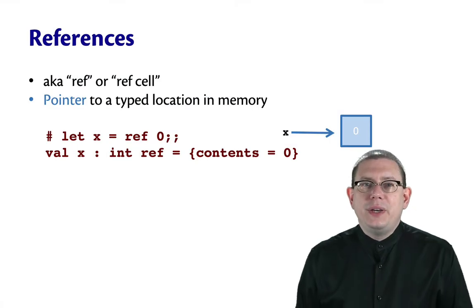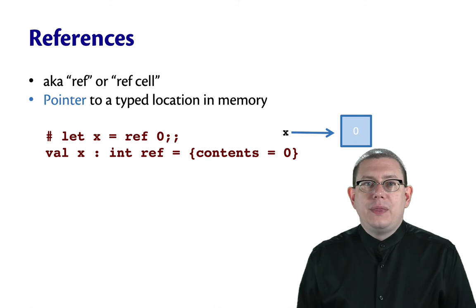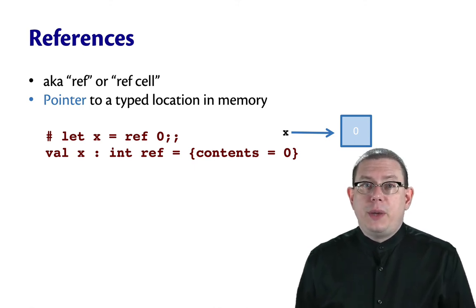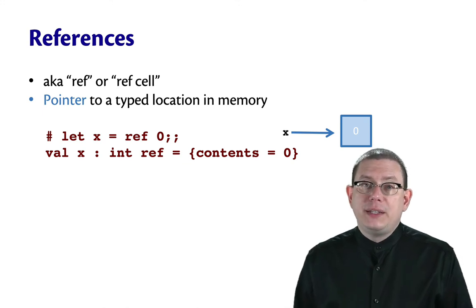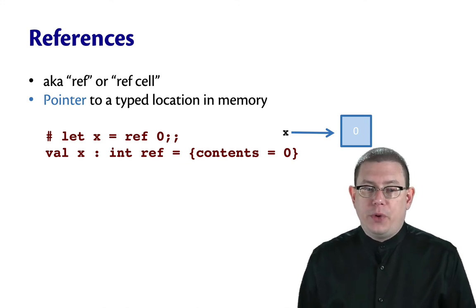Let's review that a little bit. When we create a reference, we're creating a pointer to a location in memory. That location in memory is typed. If you create an int ref, you will never be able to put a string into it. And when we bind that location to a name, that binding, as usual, is immutable. It's just the contents of the memory location that become mutable.